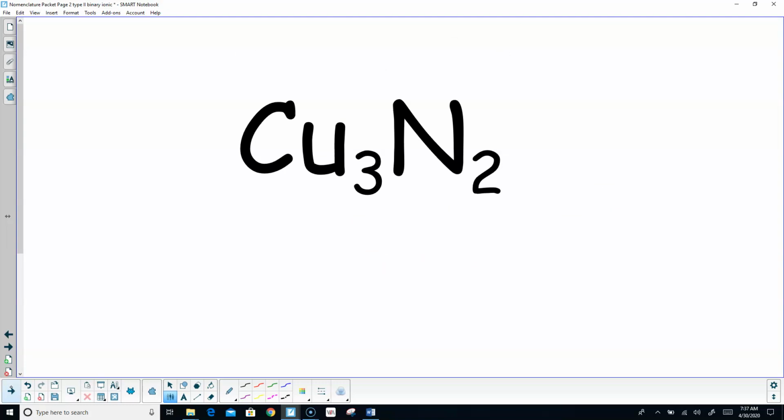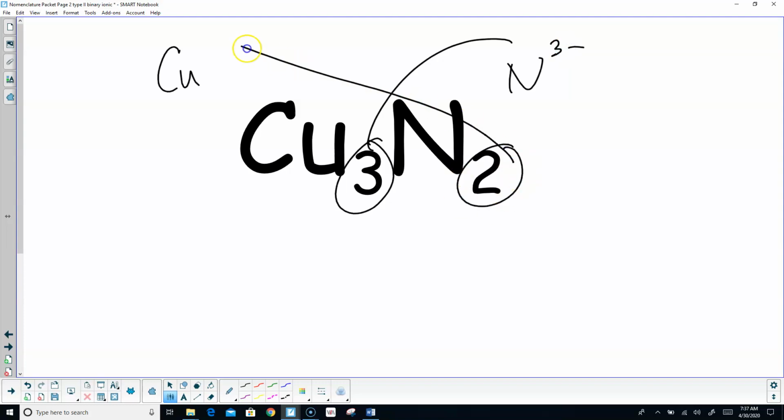Okay, next one, we have Cu3N2. Let's go ahead and unzip this guy. We're going to put the 3 over here to nitrogen, which is nitrogen's charge, which means the 2 goes over there to copper. So this is copper, Roman numeral 2, nitride.